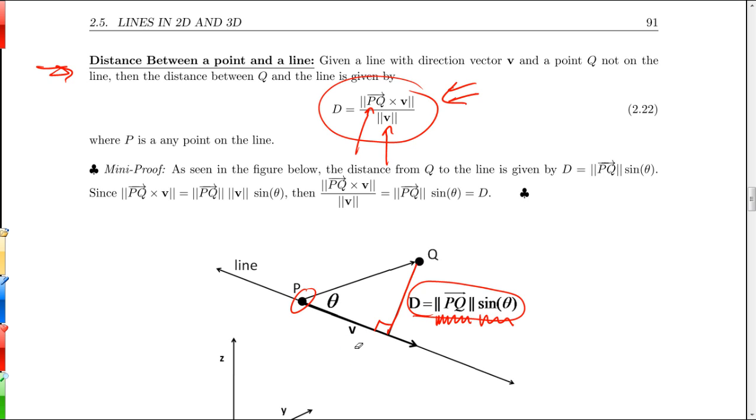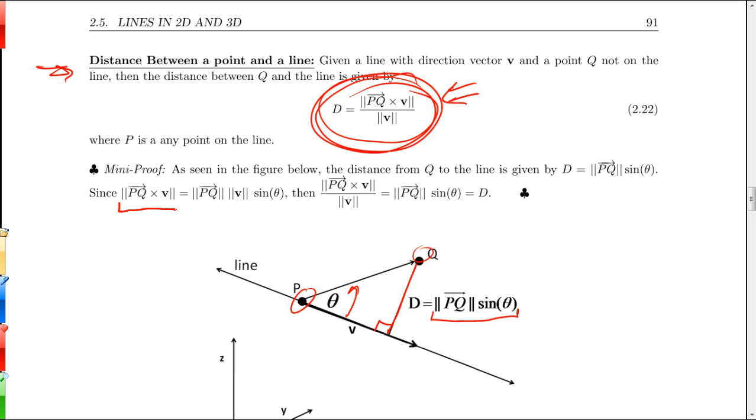And if we use trig, and we know that angle, we can get the distance from Q to the line by the magnitude of PQ times the sine of the angle. But more than likely, we're not going to know that angle. And that's what leads us to this formula up here. So we know that we want the size of PQ times the sine of theta. And if you go back to the chapter on the cross product, last chapter, 2.4, the cross product can be defined in terms of the sine of the angle between the two vectors times the magnitude of each vector.